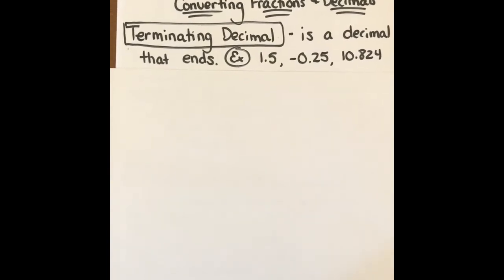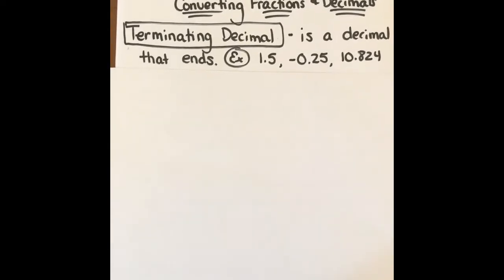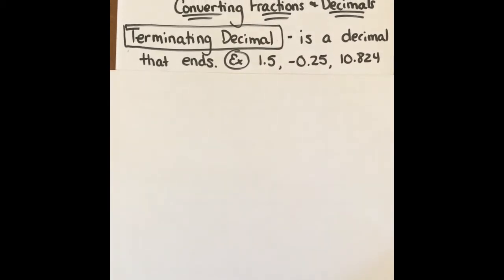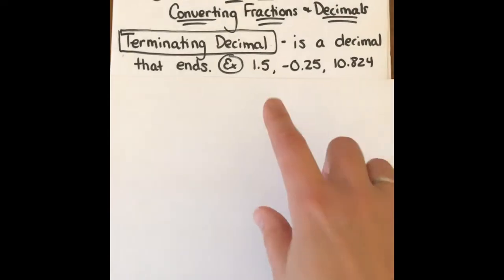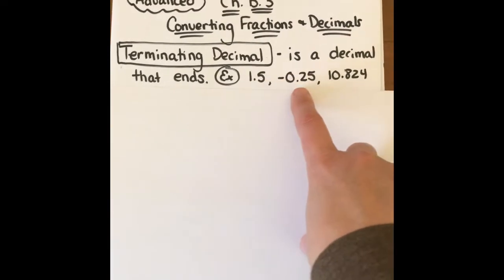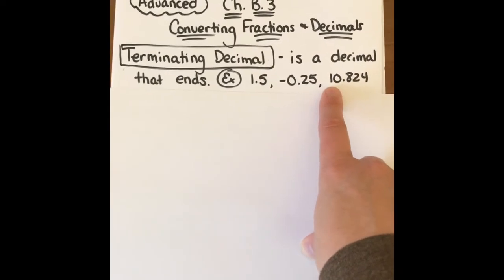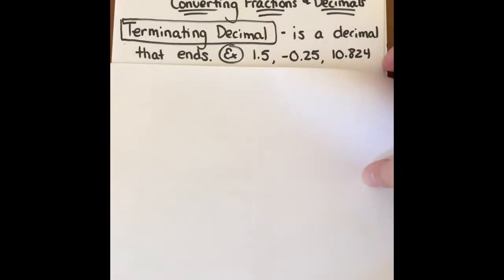Converting fractions and decimals. The first vocabulary word that you need to know is what a terminating decimal means. Terminate means to end. So a terminating decimal is a decimal that ends. It has an end to it. It doesn't repeat. So examples would be 1.5, negative 0.25, 10.825. Those would all be terminating decimals. They all end at a certain point.